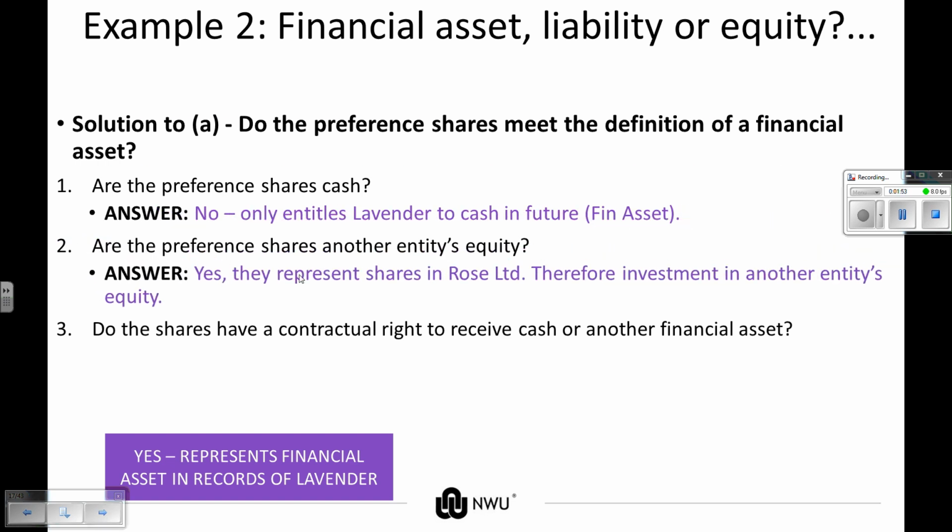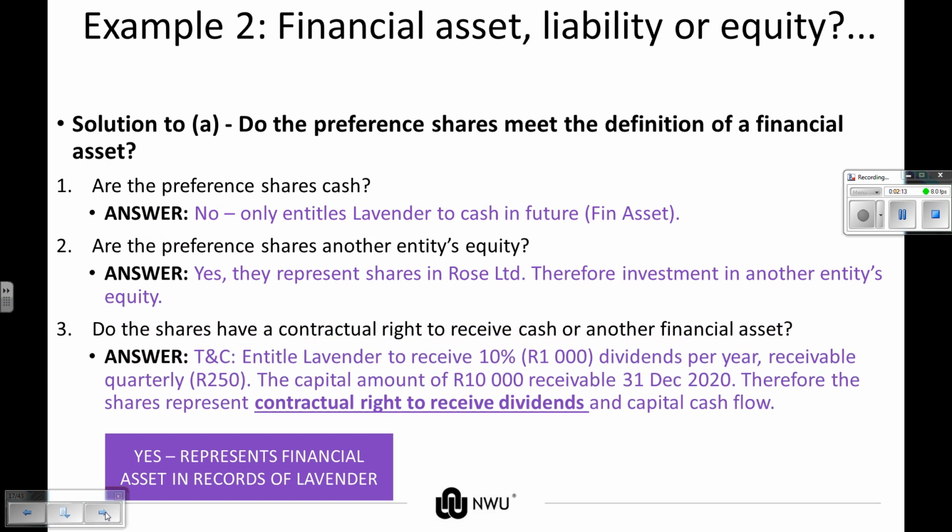Are the preference shares another entity's equity? Yes, they represent shares in Rose Limited. Therefore, the investment is an investment in another entity's equity. And lastly, do the shares have a contractual right to receive cash or another financial asset? And yes, we will receive 10% dividends per year, receivable quarterly, and the capital amount is also receivable at the end of the term. Therefore, the shares represent a contractual right to receive dividends and capital cash flow. So yes, this will be a financial asset.